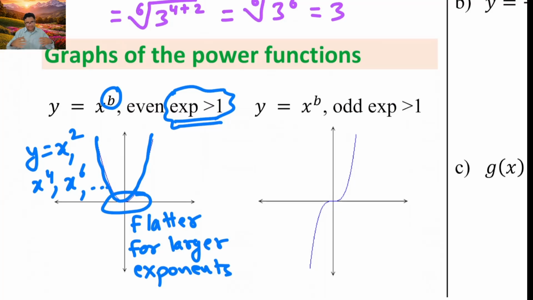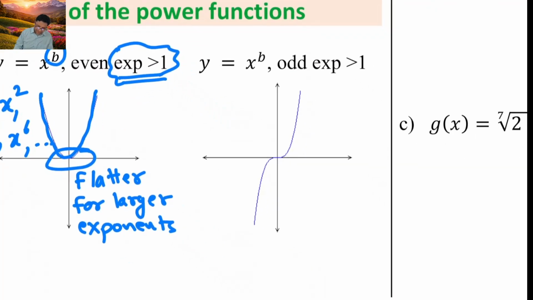Higher power, flatter base. Similarly, if you raise to an odd power greater than 1, again, not x to the 1/3, that will be a cube root, we're talking about x cubed. So this could be something like y equals x cubed or x to the 5 or x to the 7 and so on. Raising to an odd power.